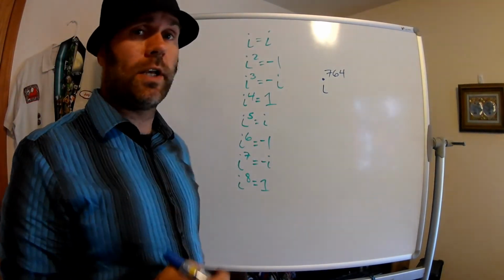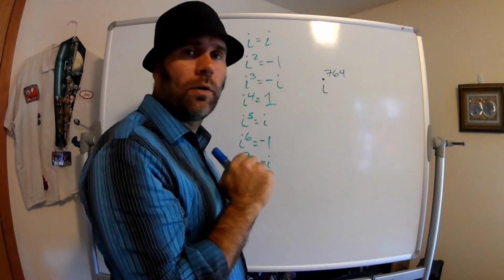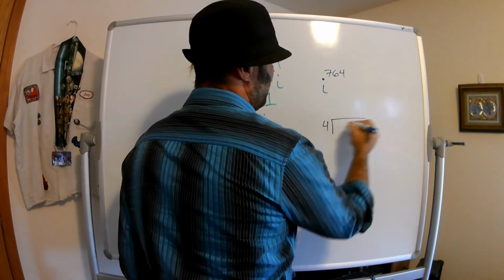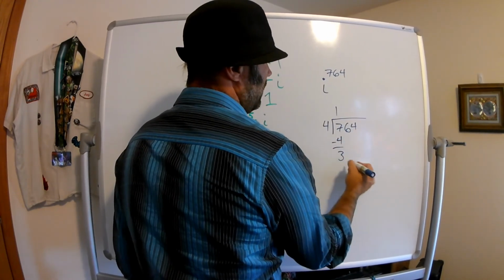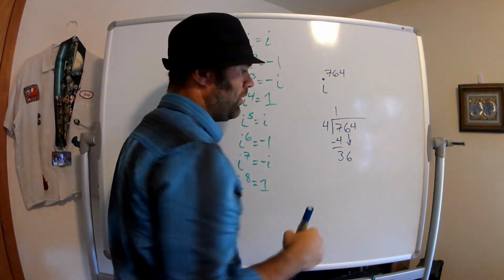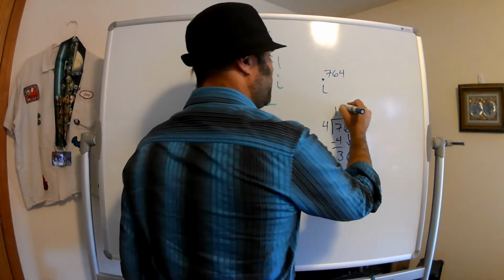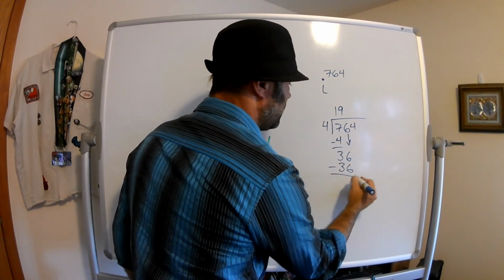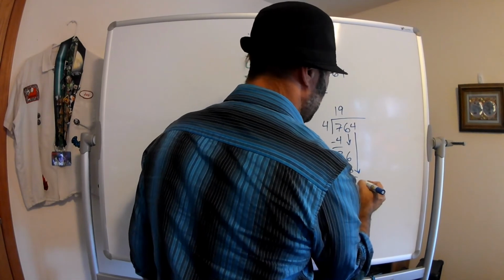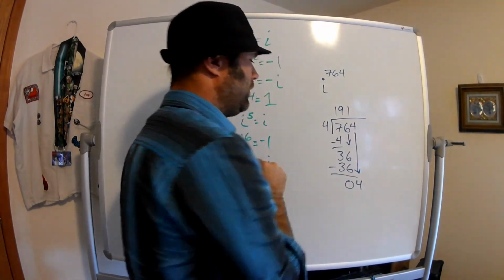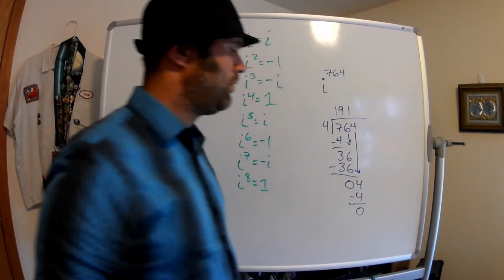It's a 50-50 shot right now. We want to know exactly which one it is. So we're going to divide 764 by 4. 4 goes into 7 once with a remainder of 3. Drop the 6 down. 4 goes into 36 9 times. Here this is 0. Drop the 4 down. And then 4 goes into 4 once. And we get a remainder of 0.